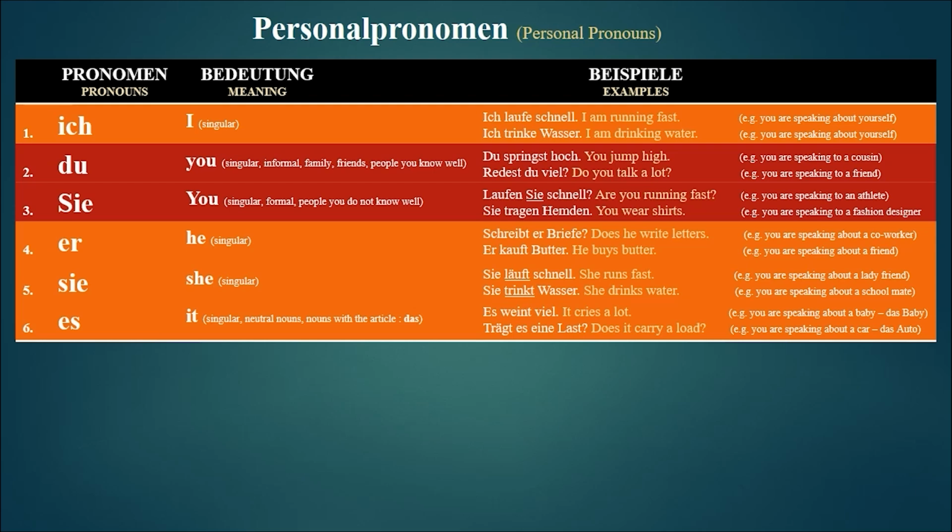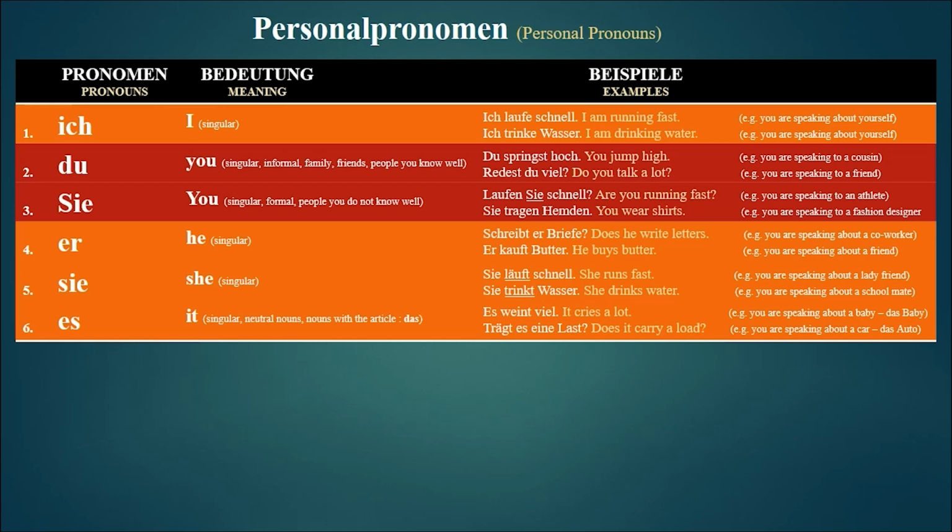Good. We have trägt es eine Last. Does it carry a load? You're speaking about a car. Car, we use das Auto for car. So car can use the pronoun es. So trägt es eine Last. So we can use es for car and then es for baby.